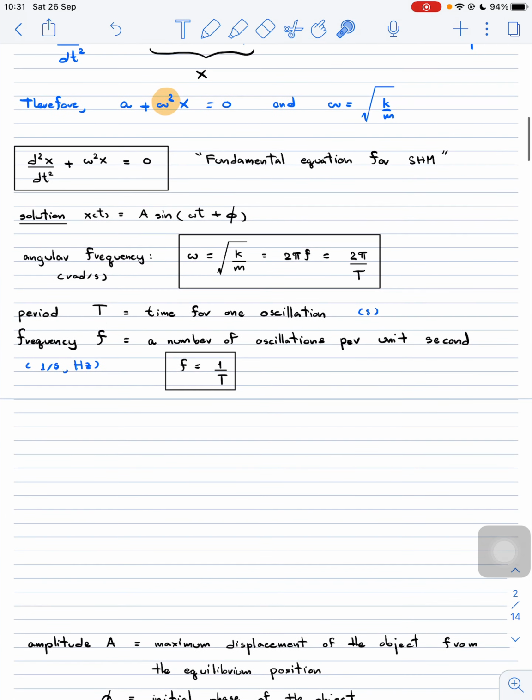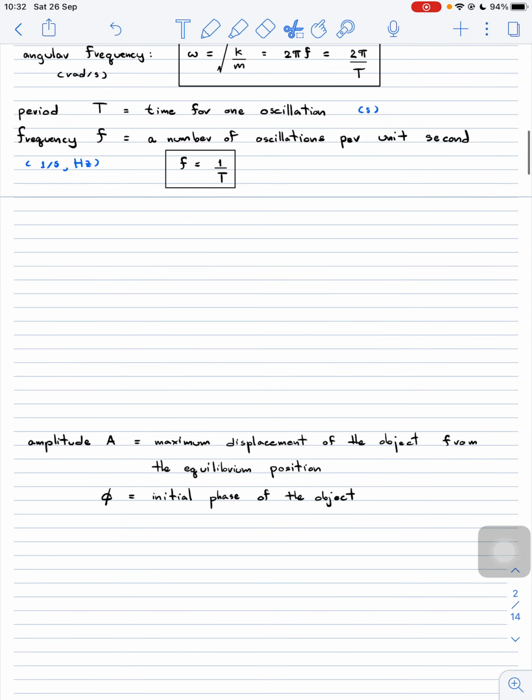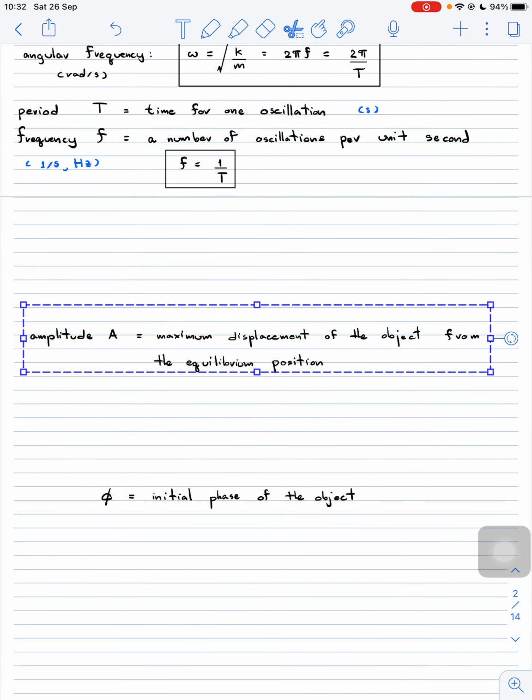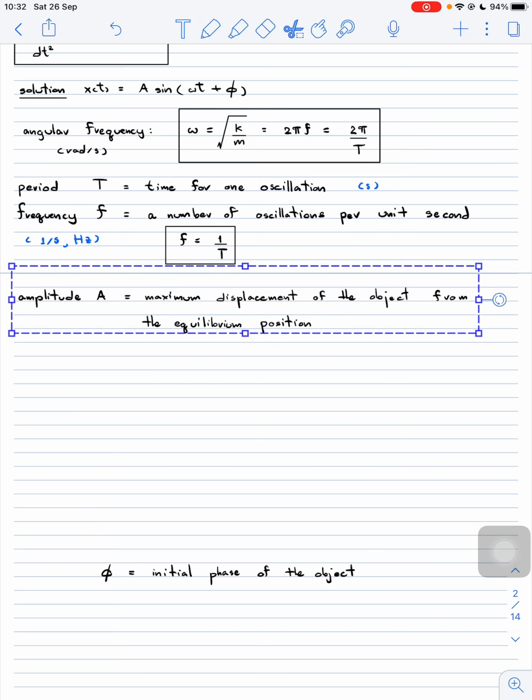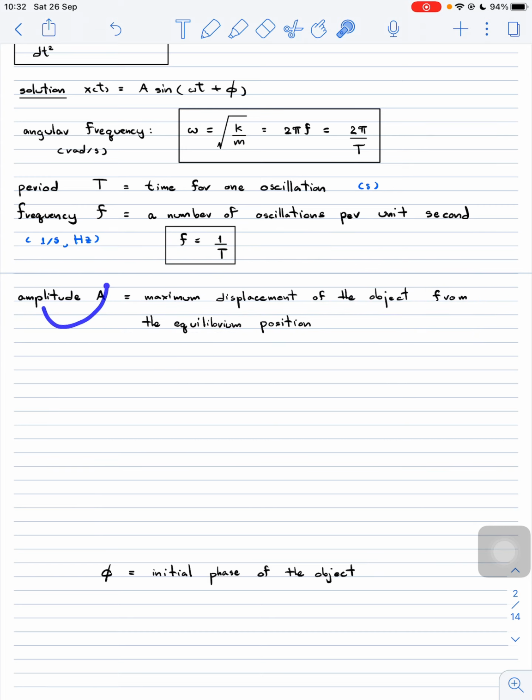Okay, so we have talked about this omega already. So now the amplitude and the phi. The A here is called the amplitude. It is the maximum displacement of the object from the equilibrium position.